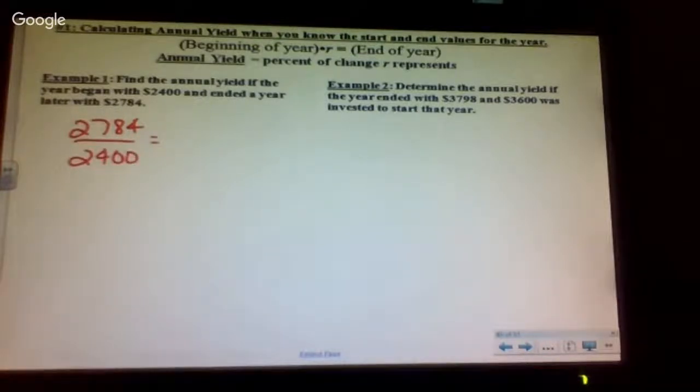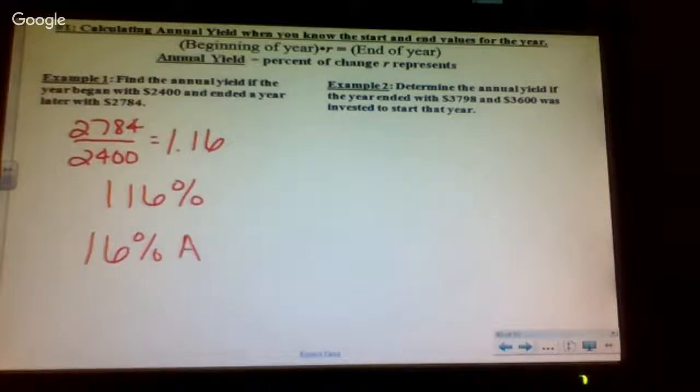What does that give me as a decimal? 1.16. Okay, as a percentage, that looks like what? 116%. So if I have 116%, how much annual yield have I gained? 16%. I'm 16 above 100. 16% annual yield.